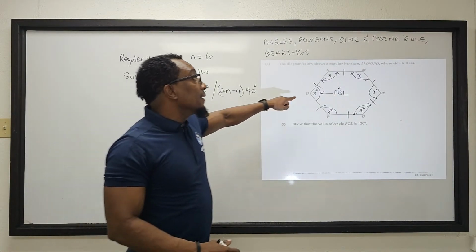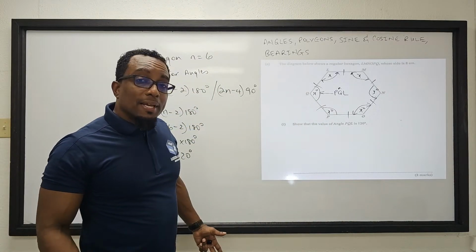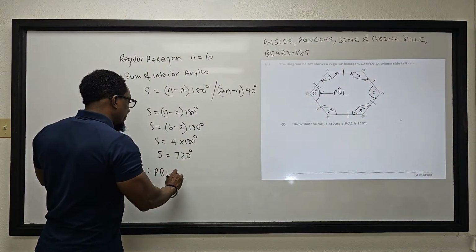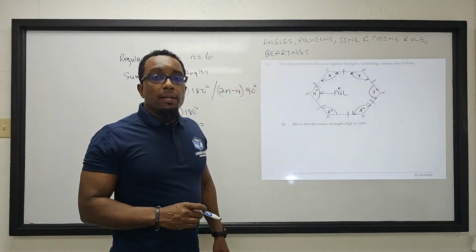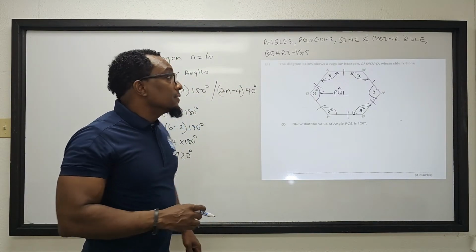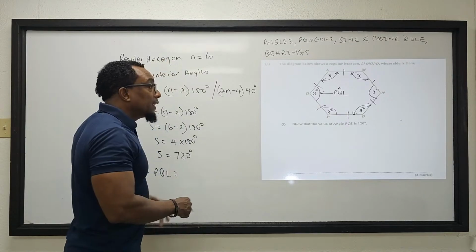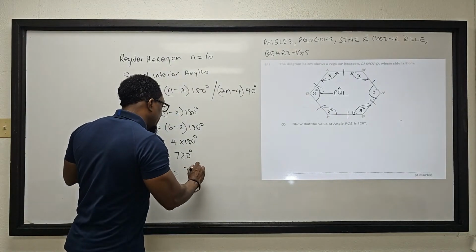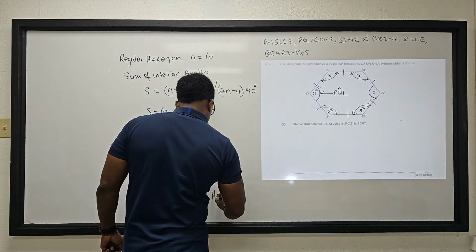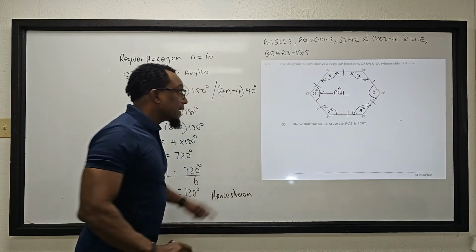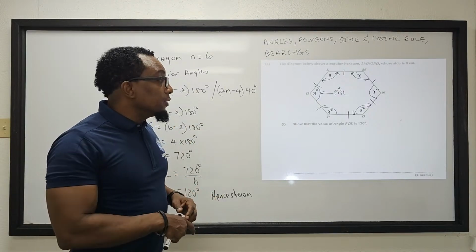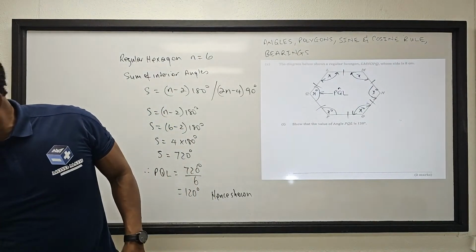But they want us to show that this angle here is 120, and that's straightforward. Because the sum of all interior angles is 720, and all angles are the same size, and you have 6 angles, to find the size of each one of them, which includes angle PQL, we divide 720 by 6, which is 120 degrees. And put hence shown, because I asked you to show, right? When you are asked to show in math, of course, it will show by working, and it will state hence shown at the end. Alright? So let's get another.